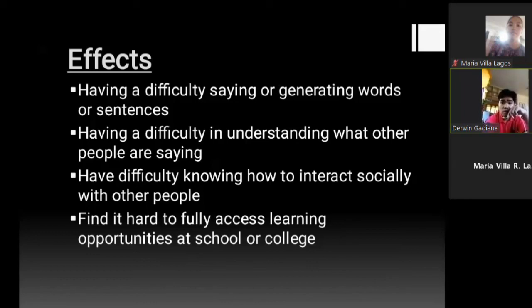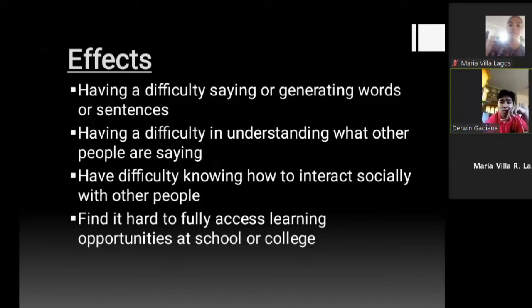The next is having a difficulty knowing how to interact socially with other people. This disorder develops when a person is afraid of communicating because of lack of confidence and fear of others' judgment. They sometimes avoid human contact or human gatherings, maybe because they have a trauma from their past experiences, like being afraid that they might offend others. Also, it happens when they are not good at trusting other people or strangers.